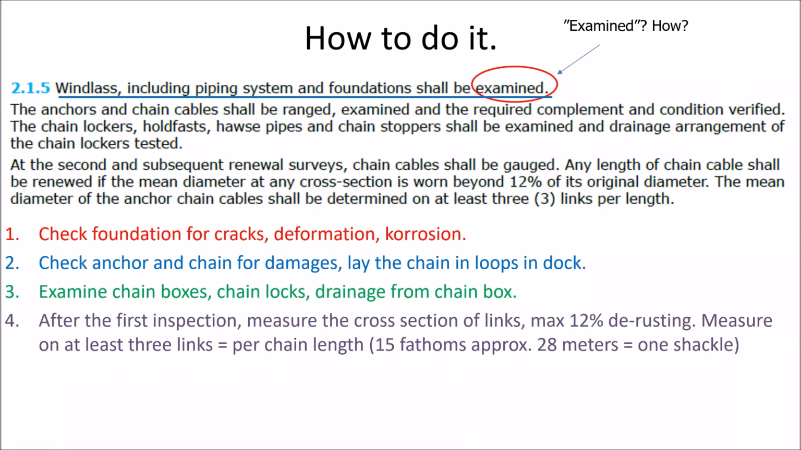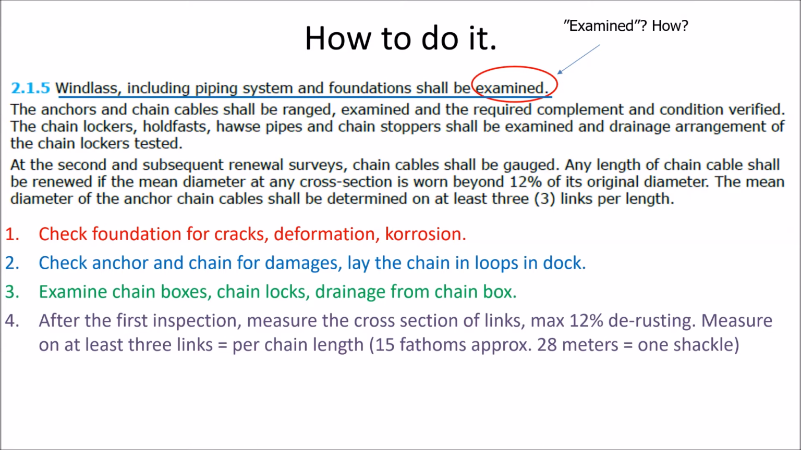And after the first inspection, measure the cross section, like I said, of links, 12% de-rusting. So measure at least 3 links, it says up here also, per chain length is 15 fathoms. It's about 28 meters, 1 shackle, it's also called. So these are my own little instructions that would be suitable, I think, as an example for this windlass checking, also based on the text in the 215.